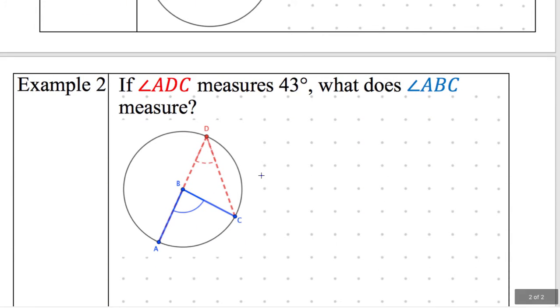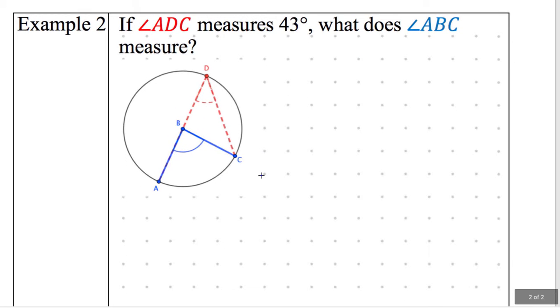All right, example 2. We're on the back. Now we know that the measure of angle ADC is 43. This red dashed angle right here is 43 degrees. I need to find the blue solid line, this angle right here. What am I going to do? Is there a quiet raised hand that can do this for us?